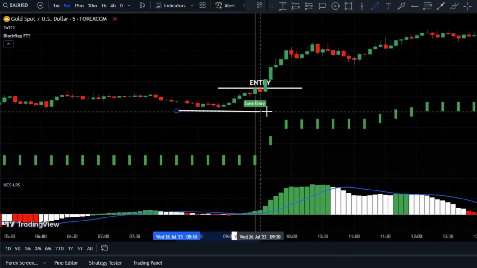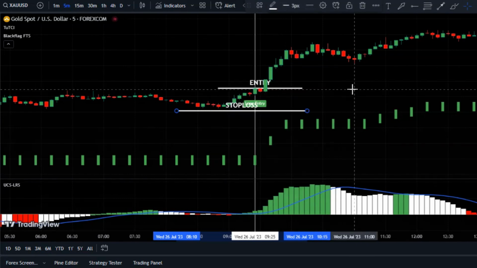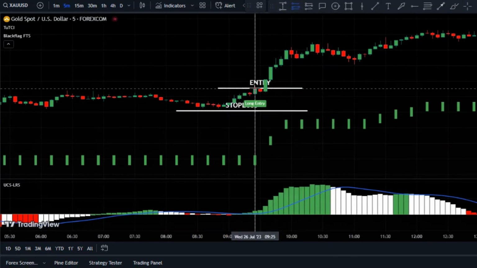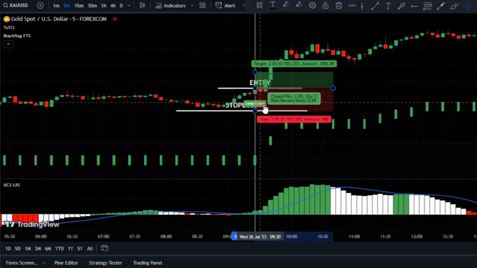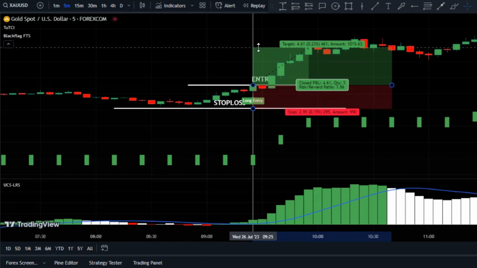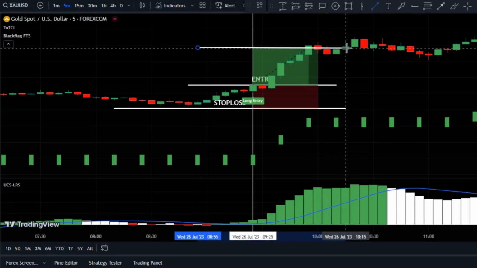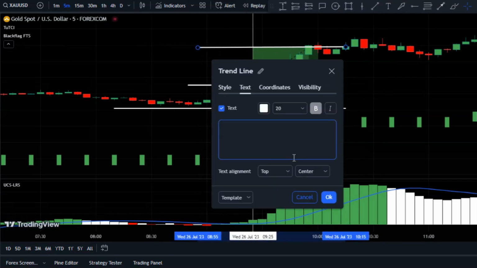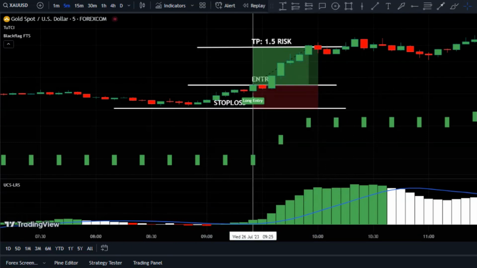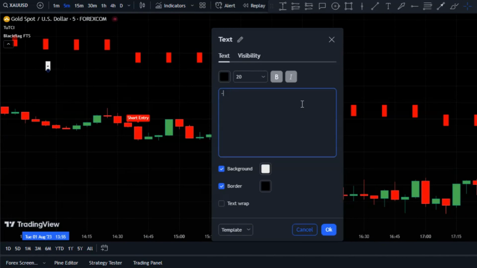Then place your stop loss below the most recent swing low. And after that, aim for a take profit target that's 1.5 times the size of your stop loss. And to get into a short position, you'll first need the turtle indicator to give a short signal, indicating a potential down move.